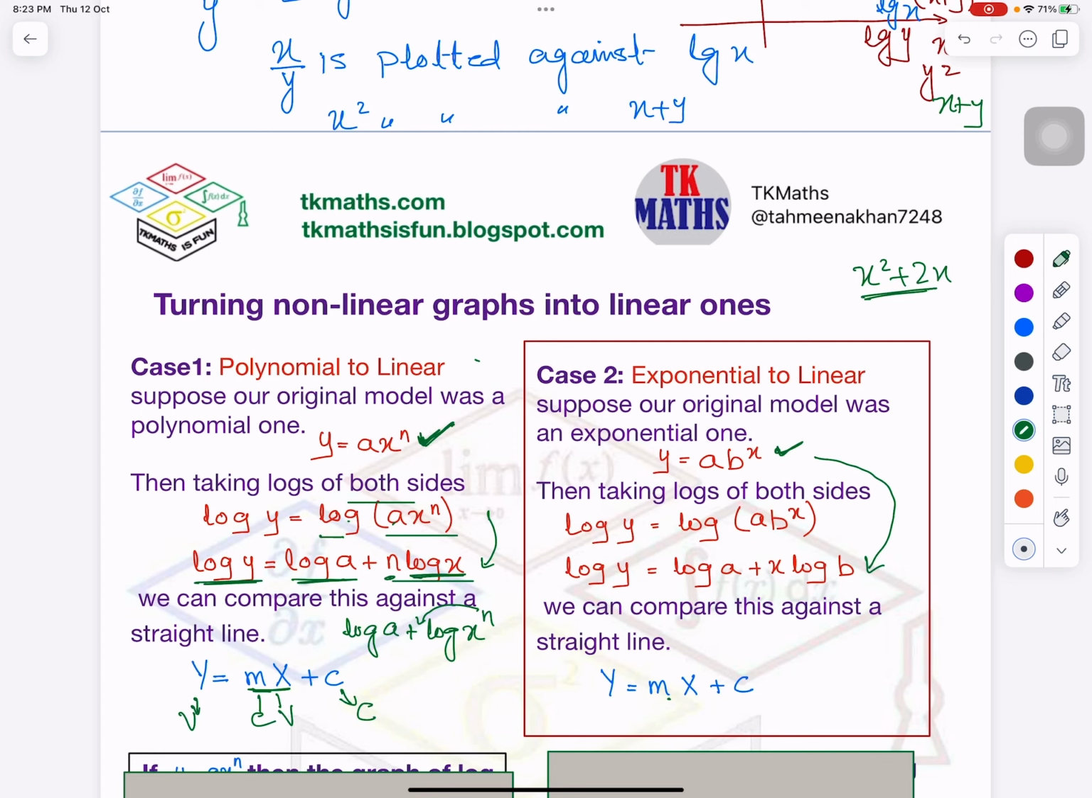Again x is in the power, so I have to bring it down. So I will take log on both sides. Because there are two terms and one power, we will write it in brackets. Now this will act as a product rule. So I will say log a plus log b power x, and then x will come down here and you will get this.